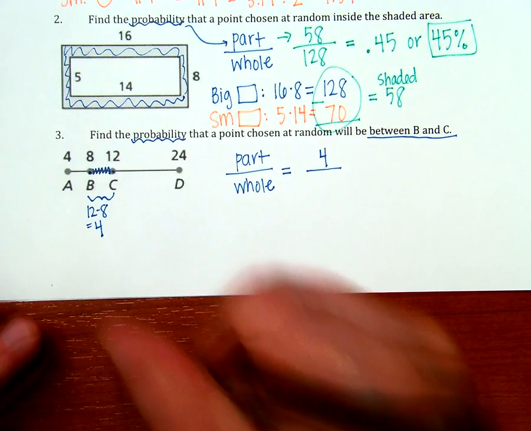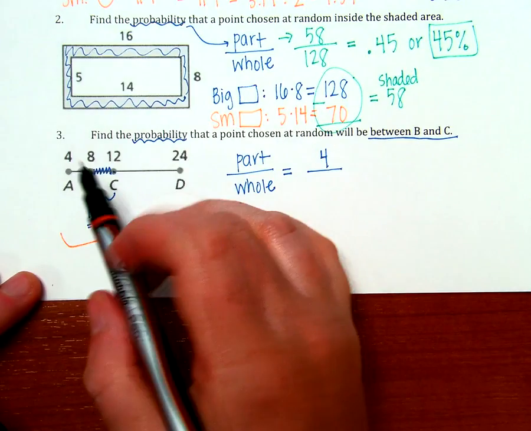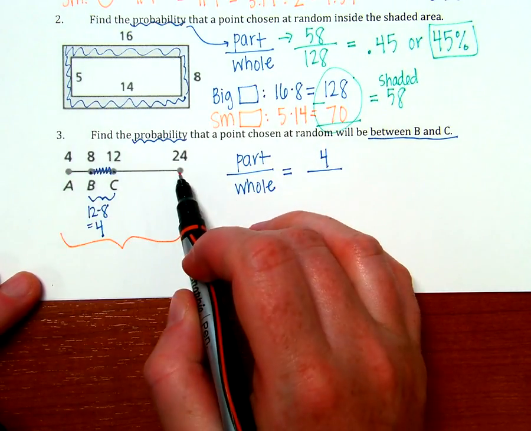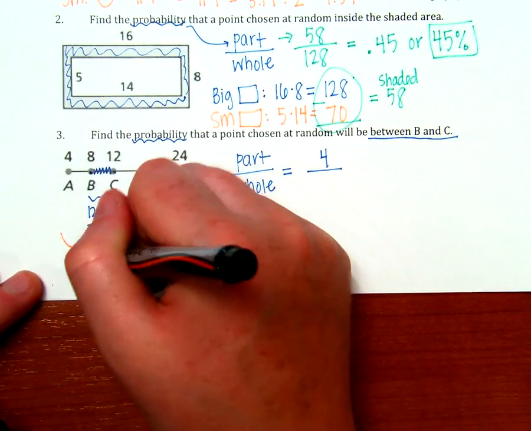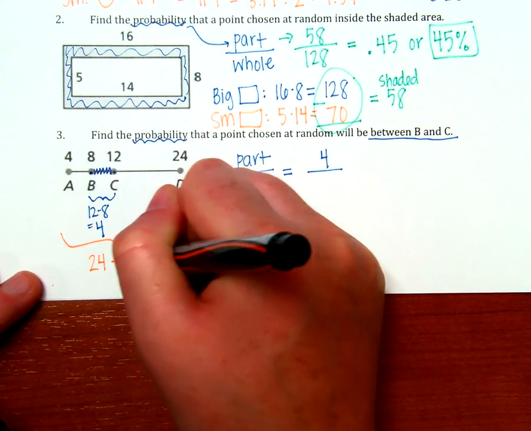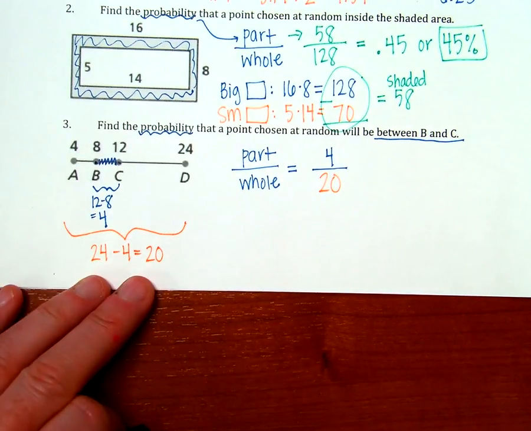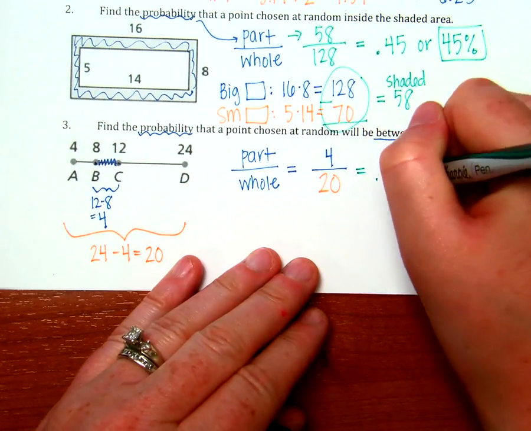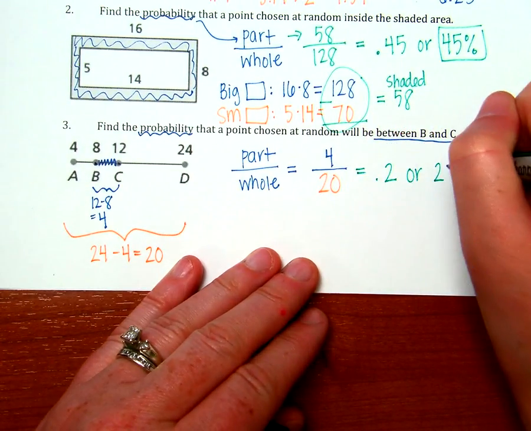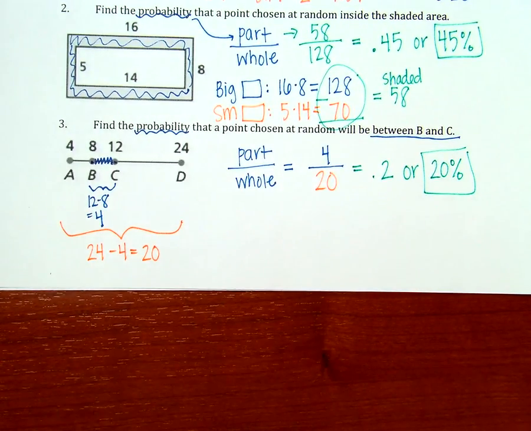Out of, then I have to do the whole thing. Well, the whole thing would be this entire line segment from A to D. A starts at 4 and D goes through 24. So if I want to figure out how much space is between 4 and 24, I just need to do 24 minus 4, which is an amount of 20. So I would write a bottom number of 20 since that's the entire thing. If you type 4 divided by 20 in your calculator, you should get about 0.2. If you move your decimal over twice, that would equal 20%. So your answer for number 3 would be 20%.